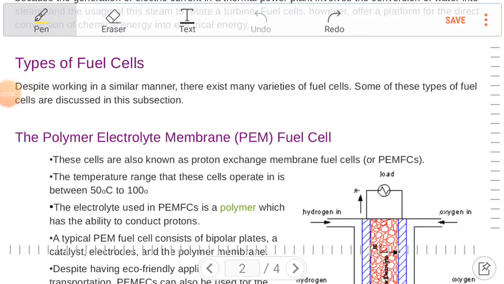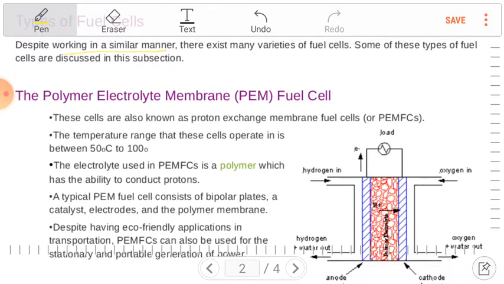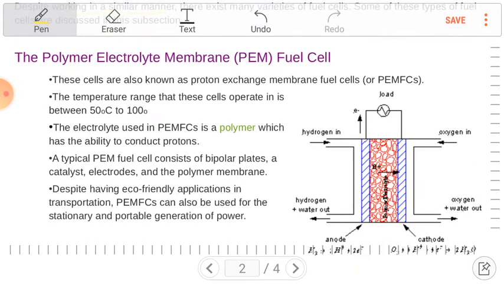Types of fuel cells. As the working is similar, but there are some variations in different types of fuel cells, we will discuss them here. First one is the polymer electrolyte membrane fuel cell. In this type of fuel cell, the electrolyte used is PEMFC or polymer electrolyte. The temperature range is between 50 to 100 degrees centigrade.